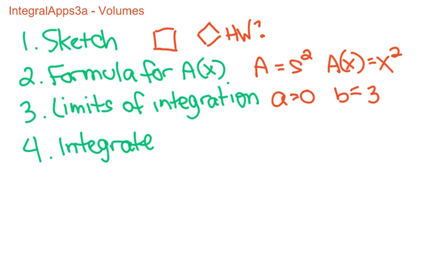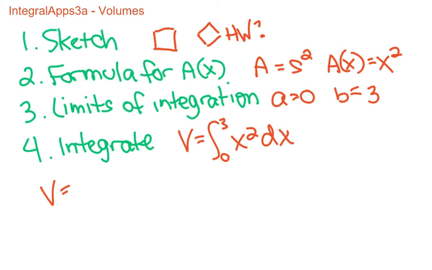So what that looks like is volume equals the integral from 0 to 3 of x squared dx. Hey, that's a happy place. That's the thing that we like doing. It's taking the antiderivative and evaluating using the fundamental theorem of calculus. Let's do that right now.